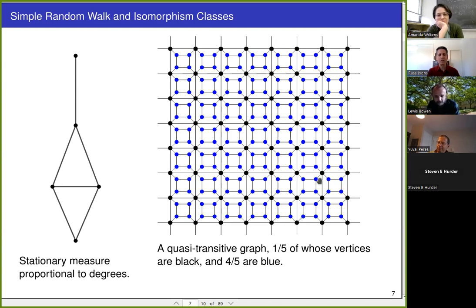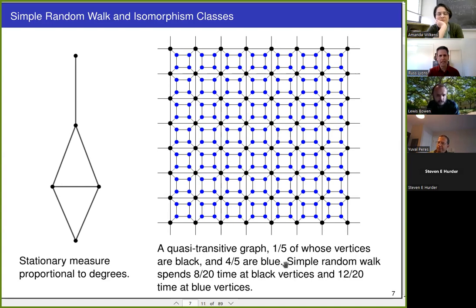Now, what will the answer be? I will take the uniform measure in some sense on the whole graph, and weight by the degrees. What are the degrees? The degree of a black vertex is 8, and the degree of a blue vertex is 3. So I weight by factors of 8 and 3. 8 times 1 is 8, and 3 times 4 is 12. If I renormalize, it's 8 over 20 and 12 over 20. Those are, if you want, the stationary measure for black versus blue.